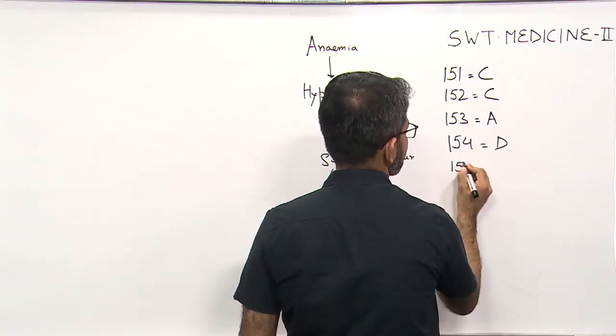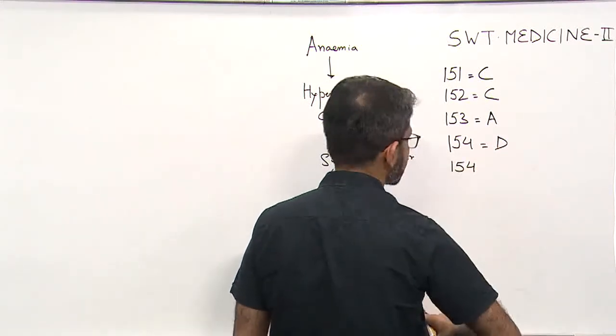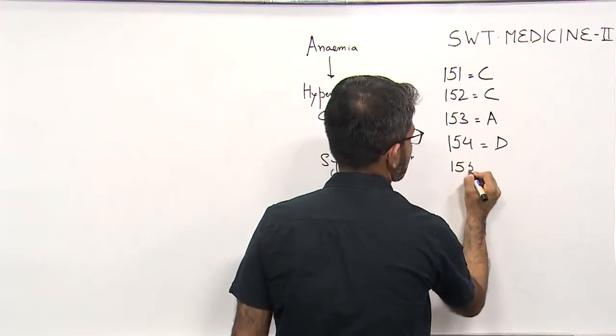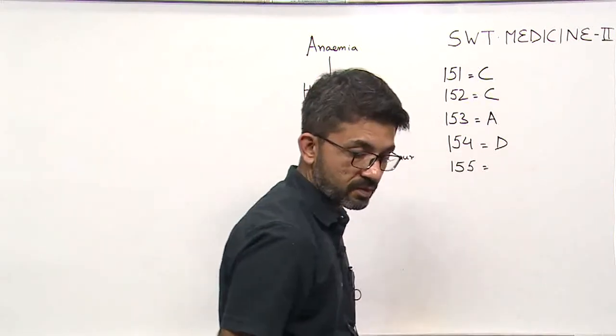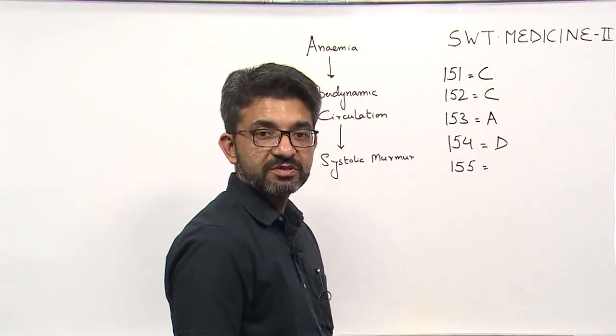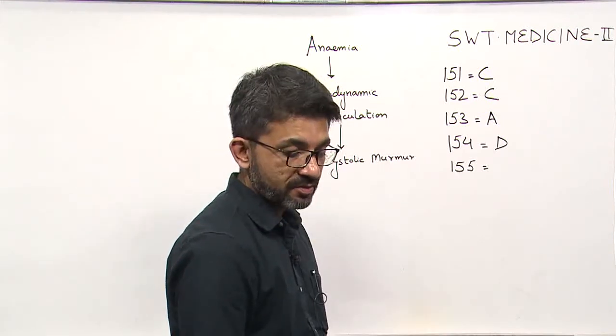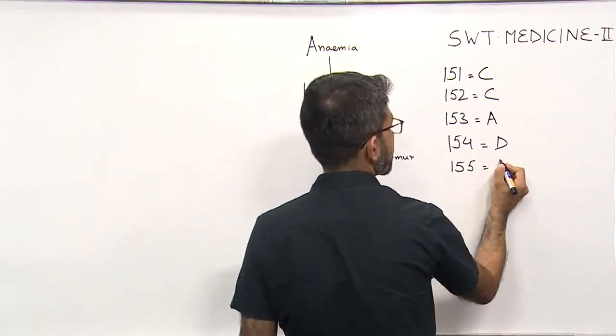Question number 154, sorry, 155. Bacterial overgrowth syndrome. So, the cause is vitamin B12 deficiency. All right. So, answer is B.